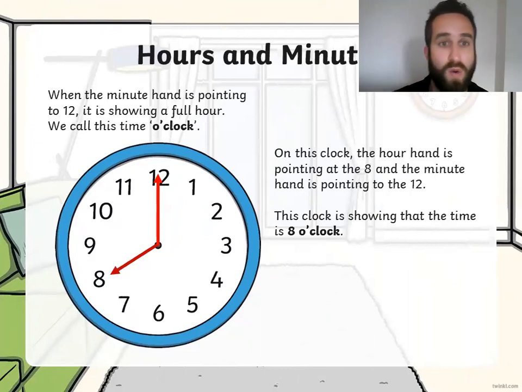Okay. When the minute hand is pointing at the 12, it's showing a full hour, and we call this o'clock. Anytime you see the long hand on the 12, this means it's o'clock. And on this clock, the hour hand is pointing at what? It's pointing at the 8. So that would mean that it's 8 o'clock.